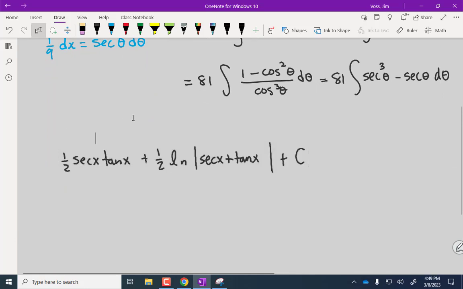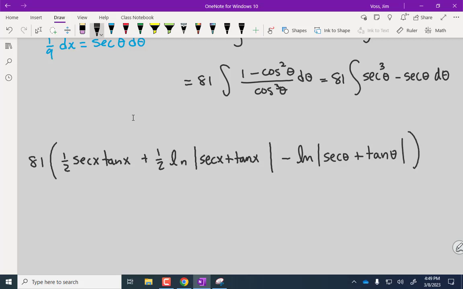Okay. So integration by parts is how you would do secant cubed. So this will be 81 multiplied by all of this. And then how do you integrate secant? Natural log of tan plus sec, or sec plus tan. Doesn't matter. And then the integration constant. Distribute the 81.